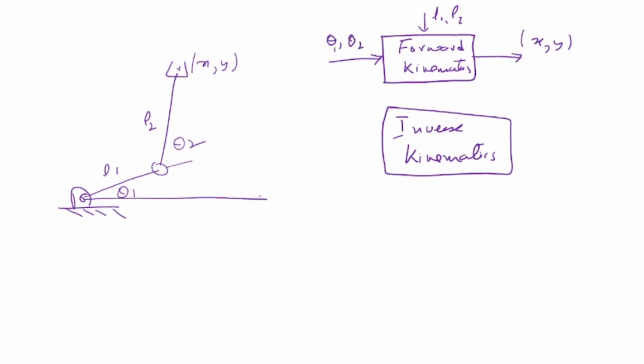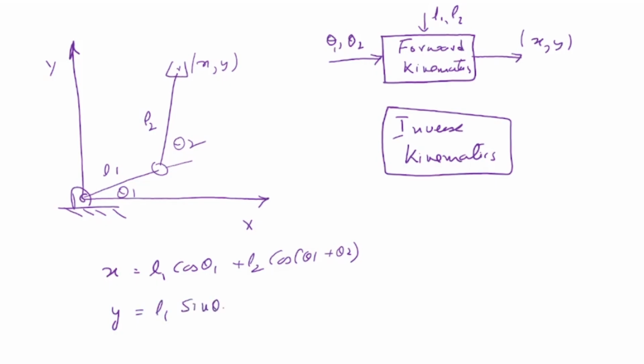Suppose I draw this, it would be easier to understand. If this is my x-axis and that's my y-axis, then what is x equal to? x is equal to L1 cos theta 1 plus L2 cos(theta 1 plus theta 2). What about y? y is equal to L1 sin theta 1 plus L2 sin(theta 1 plus theta 2).